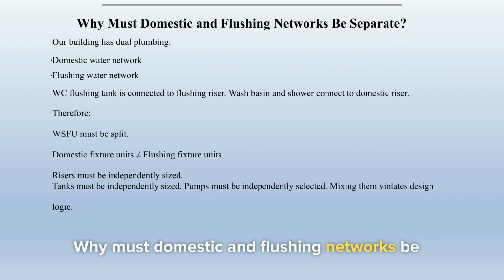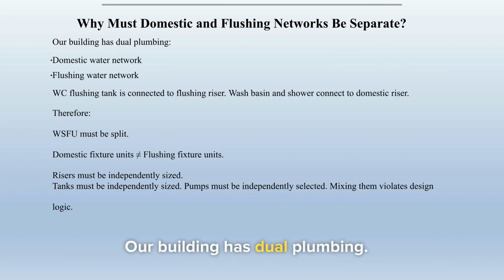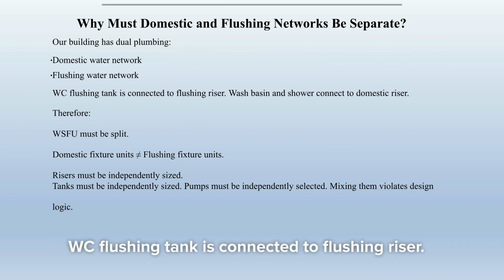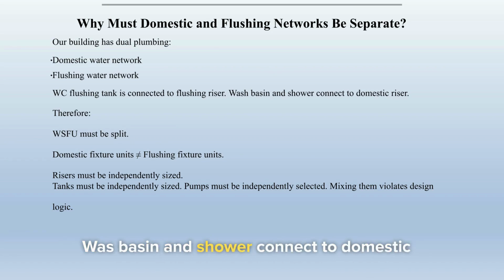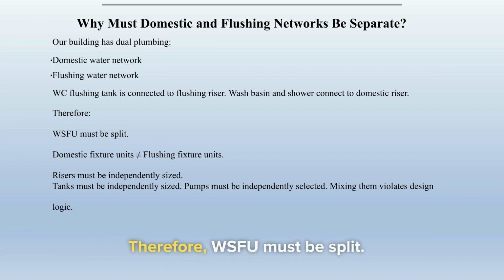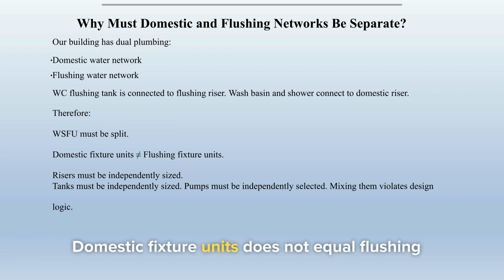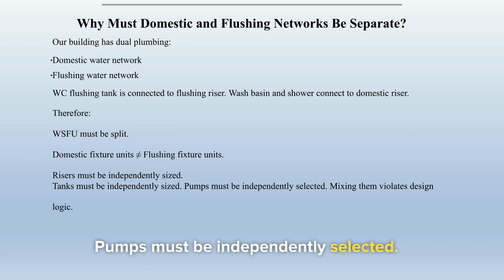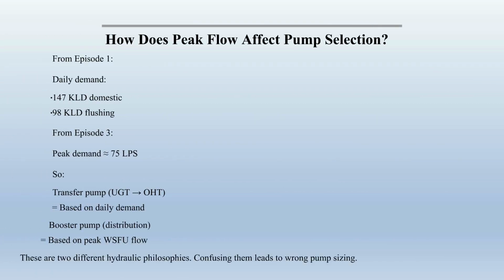Why must domestic and flushing networks be separate? Our building has dual plumbing: a domestic water network and a flushing water network. The WC flushing tank is connected to the flushing riser. Wash basin and shower connect to the domestic riser. Therefore, WSFU must be split. Domestic fixture units do not equal flushing fixture units. Risers must be independently sized. Tanks must be independently sized. Pumps must be independently selected. Mixing them violates design logic.